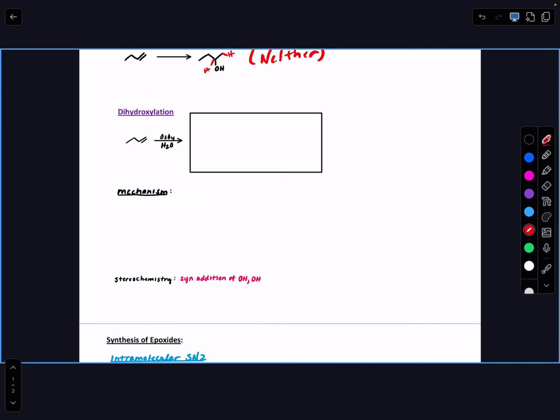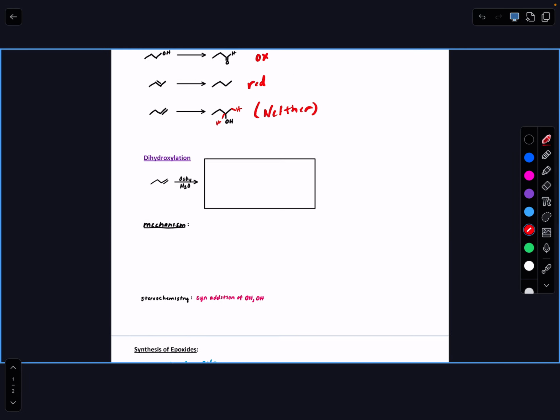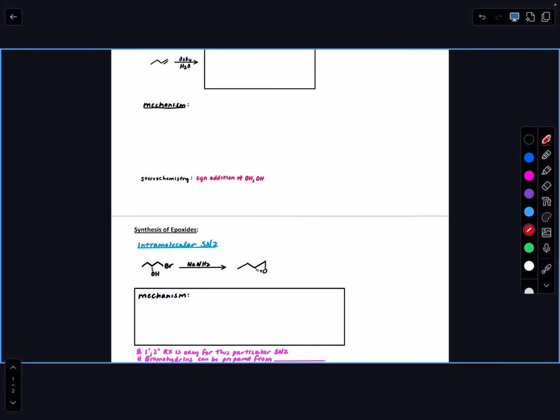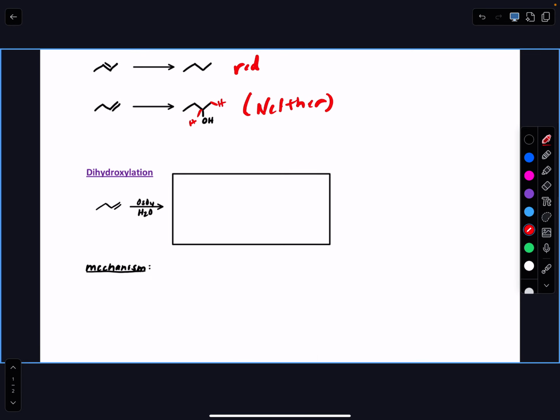Let's see how many reactions do we have. Dihydroxylation, epoxides. Where's my ozonolysis? Well, that's weird. I'll add it in. I'm missing an ozonolysis reaction. I'm missing one of 3 reactions that we have to go over. So I've got 2 out of 3. It's great. Okay, so let's look at dihydroxylation.